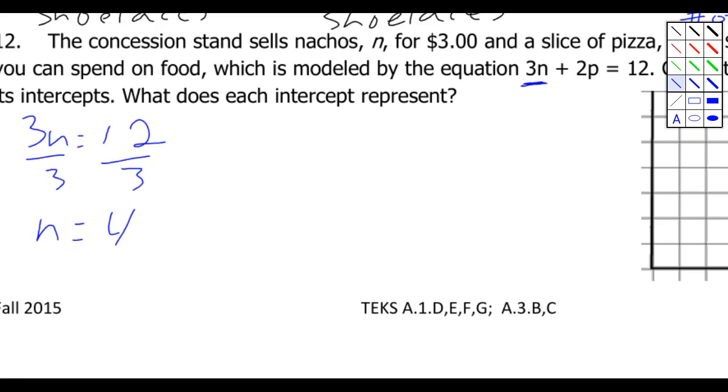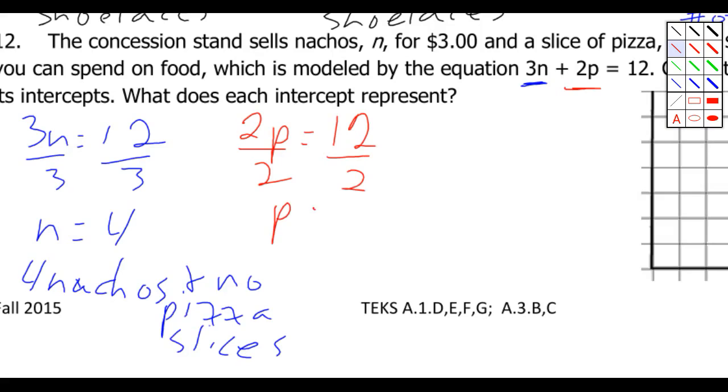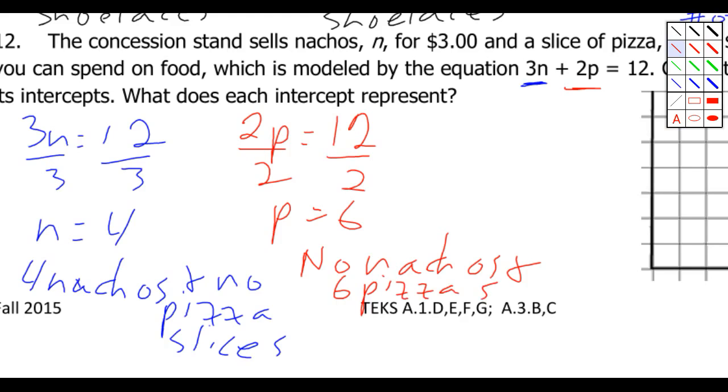So I'm going to come back to the point here in a second. I could buy 4 nachos, and that's really if I don't buy any pizza slices. Okay. Likewise, if I said I want to go all in and just get all slices of pizza, $2 a piece, and I have $12. So common sense tells me I could get 6 of those. So that would be no nachos and 6 pizza slices.